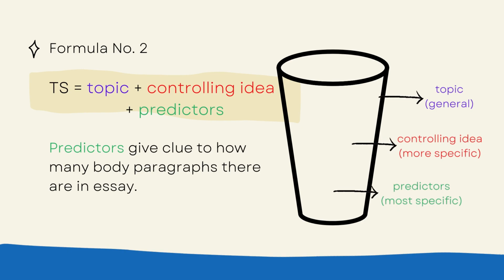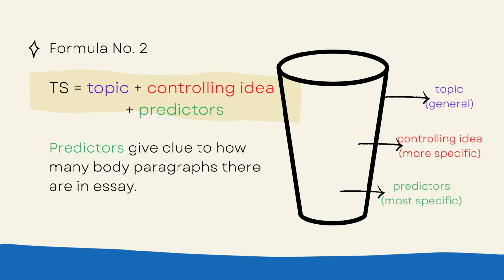Now, the second formula is more specific. Thesis statement equals topic plus controlling idea plus predictors. Predictors give a clue to how many body paragraphs you should have in your essay. For example, if you have two predictors, then you will have two body paragraphs. If there are three predictors, then you would have three body paragraphs.